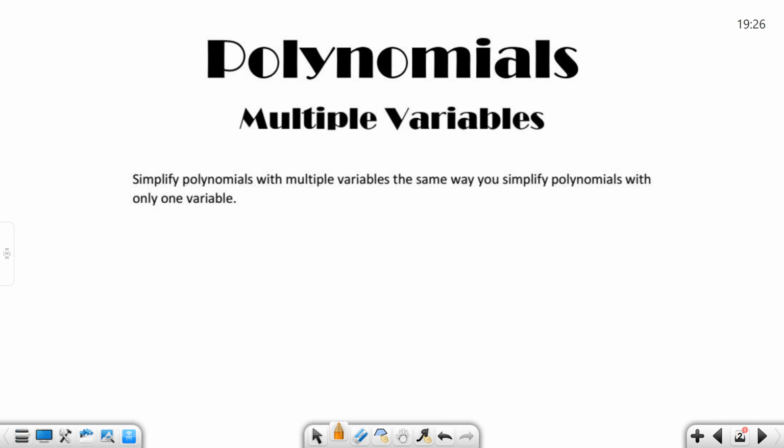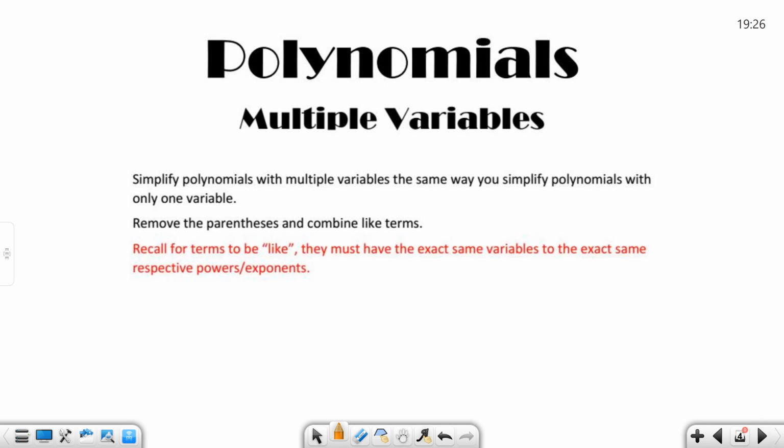And remember, if you have x and y, if x is squared and y is cubed, then it's got to be x squared y cubed to be a like term, and it can't have any other variable in it. Okay? So remove the parentheses, combine like terms. Recall, for terms to be alike, they must have the exact same variables to the exact same respective powers. That's what I just said. All right?